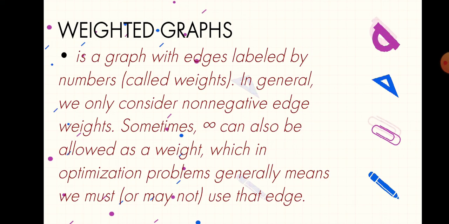So, what are weighted graphs all about? A weighted graph is a graph with edges labeled by numbers, which are called weights. In general, we only consider non-negative edge weights. Sometimes infinity can also be allowed as a weight, which in optimization problems generally means we must or may not use that edge.